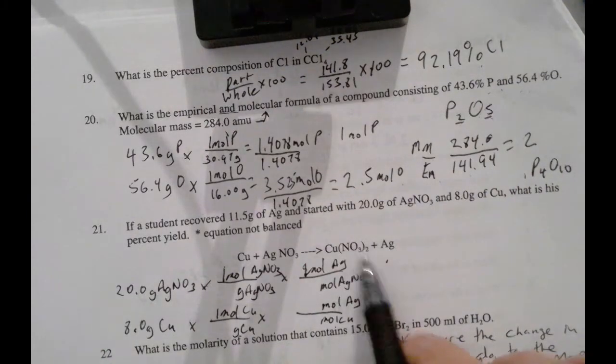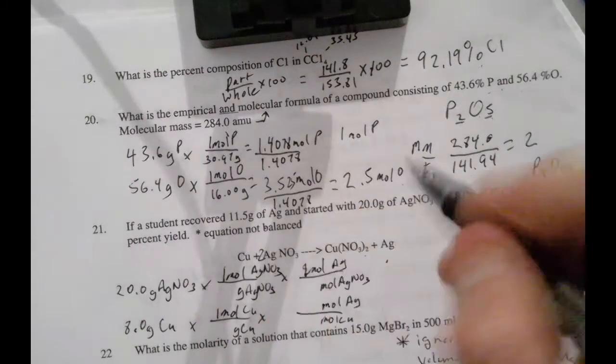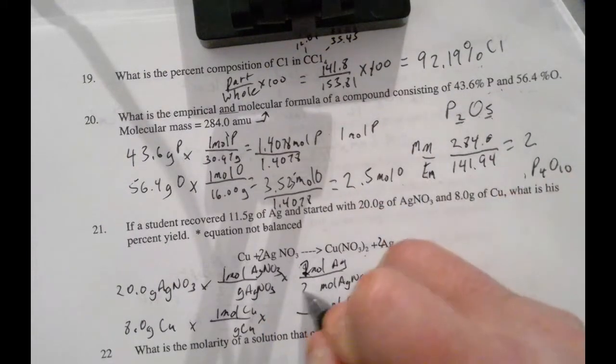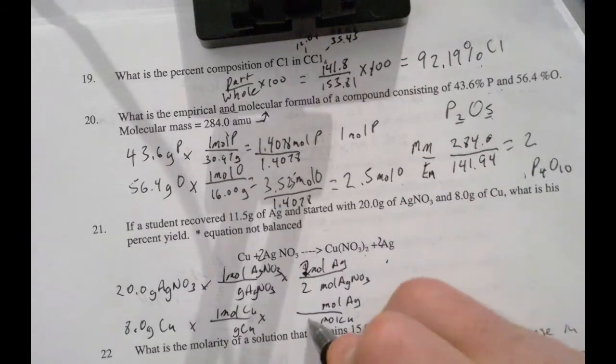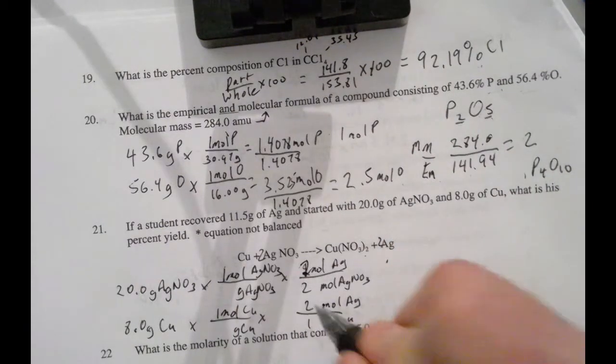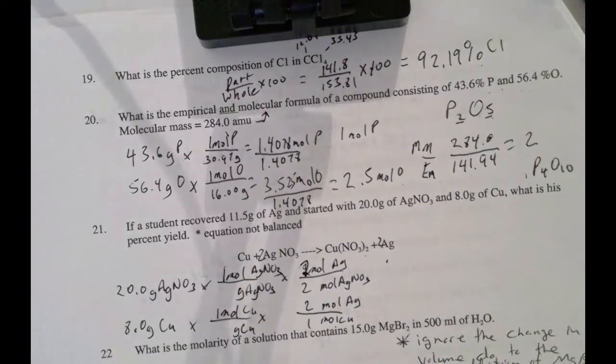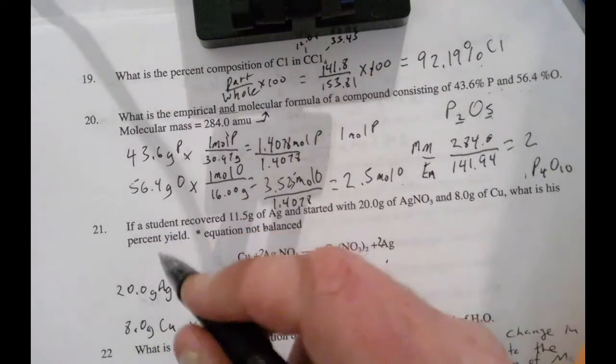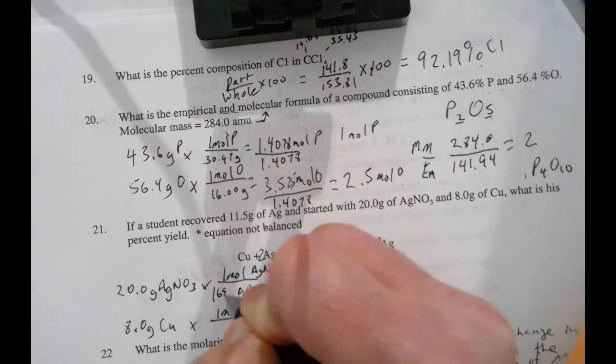We have 2 NO3s here, so that tells us we're going to need a 2 there and a 2 there. So this is 2 moles of Ag to 2 moles of AgNO3. This is 1 mole of copper to 2 moles of Ag. So we need the molar mass of silver nitrate, 107.87 plus 3 times 16 plus 14.01. It's 169.88.